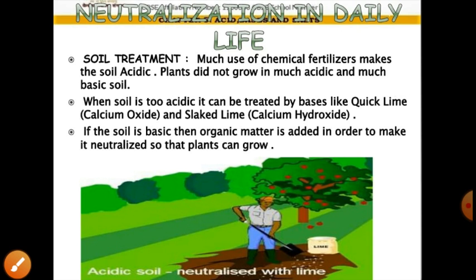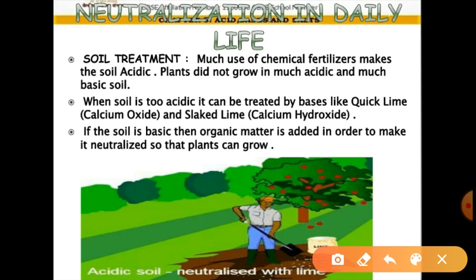Next application is in soil treatment. We know that a plant will not be able to grow much in acidic or excessively basic soil. So if the soil is acidic, then we use quicklime, calcium oxide, or slaked lime, calcium hydroxide.